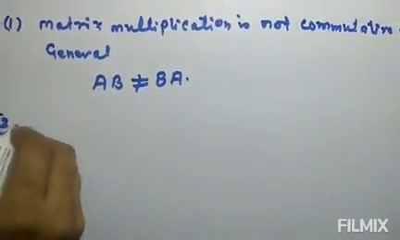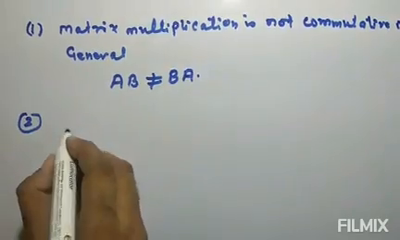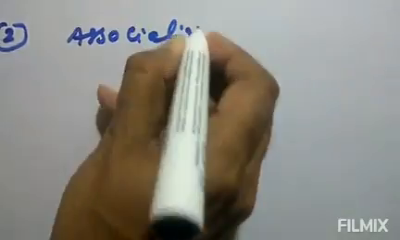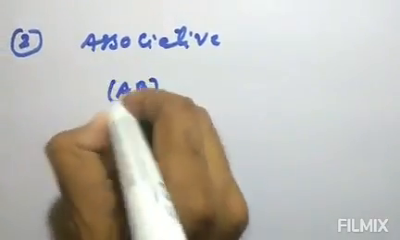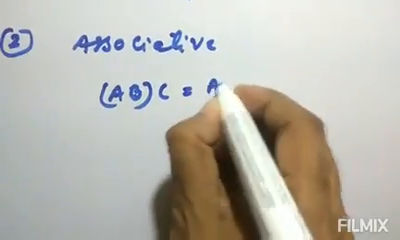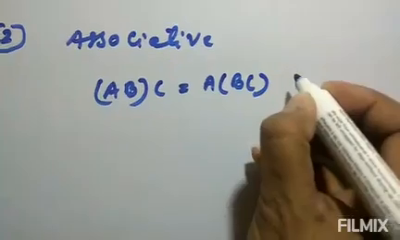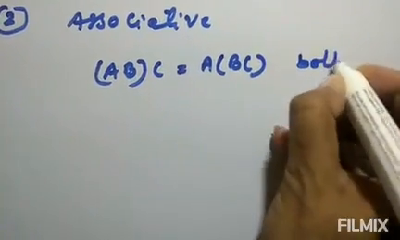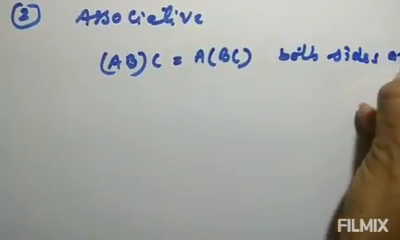Second property, it is associative. It means (AB)C equals to A(BC), whenever both sides are defined.